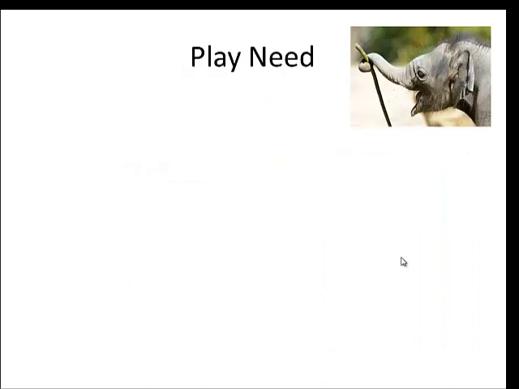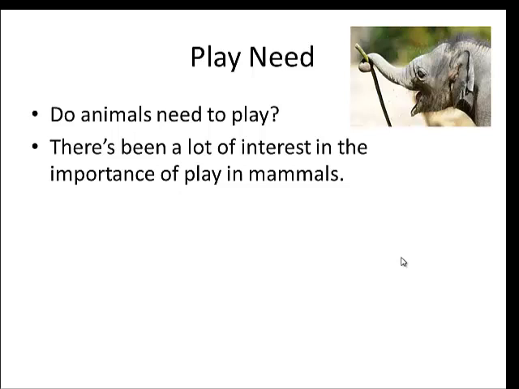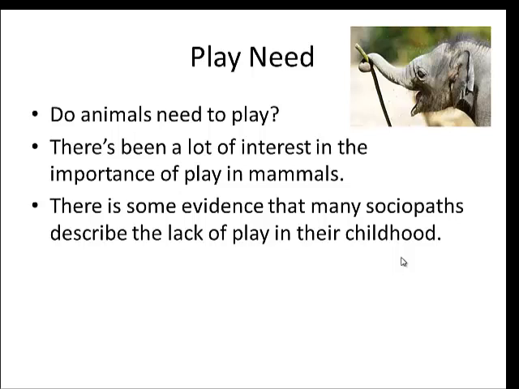What about play? Do animals need play? Do humans need play? There's been a lot of interest recently about the importance of play in mammals. There's also some evidence that when you look at people who are sociopaths, who commit violent crimes, who do not have empathy for others, you look back in their history and they didn't do a lot of play. There wasn't a lot of play in their childhood.